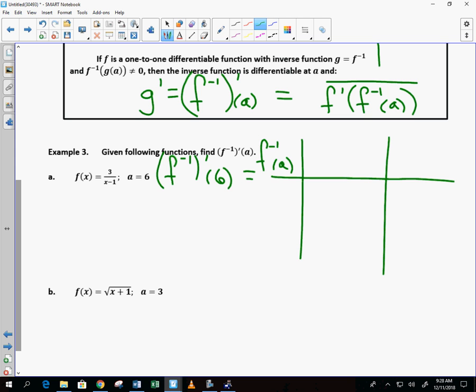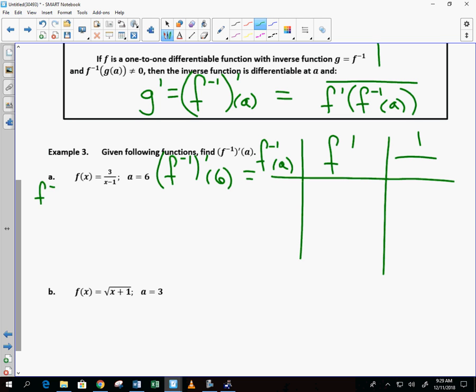Then I'm going to find f prime. And then I'm going to do 1 over whatever I get. Okay with that? Okay. So this is the most complicated part to get through. Once you get through this, you're going to be absolutely fine.